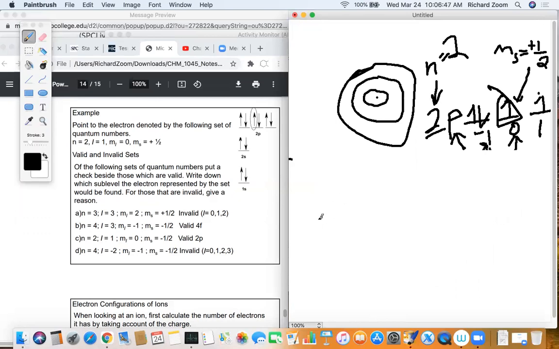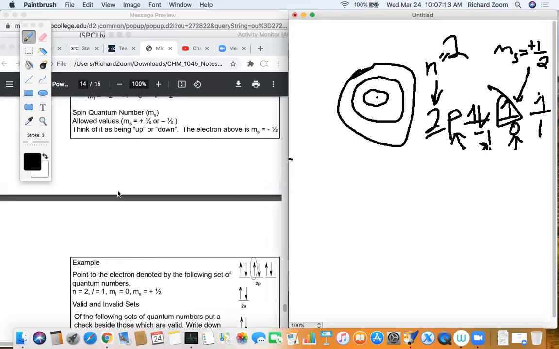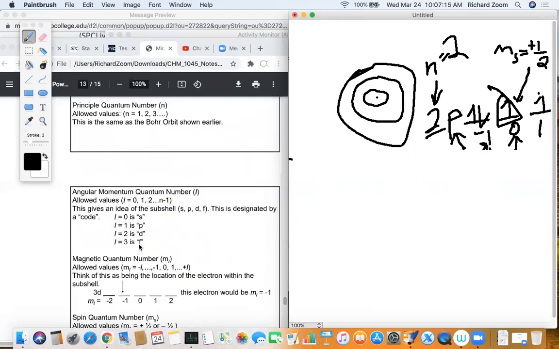Let's see the next one, n equals 4. That is valid, that's fine, because n can be any integer: 1, 2, 3, 4, 5, whatever. L equals 3. Well, as we said earlier, L can be any value up to n minus 1. So n is 4, which means L can be a maximum of 3. L is 3 here, so that is valid. If we look at what that represents, if L equals 3, that's the f orbital. So far what we're talking about is the 4f orbital.